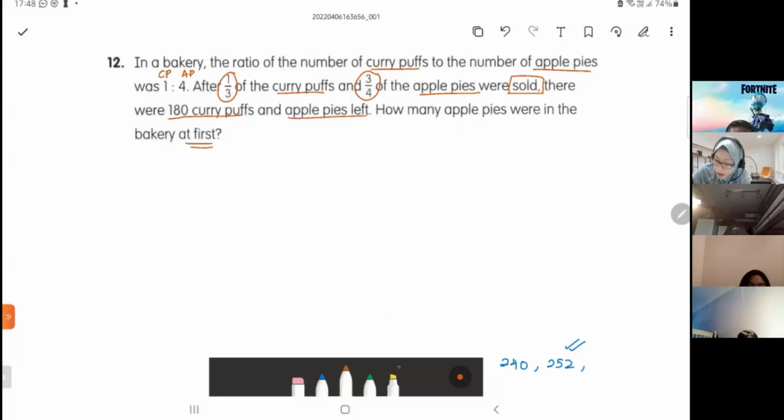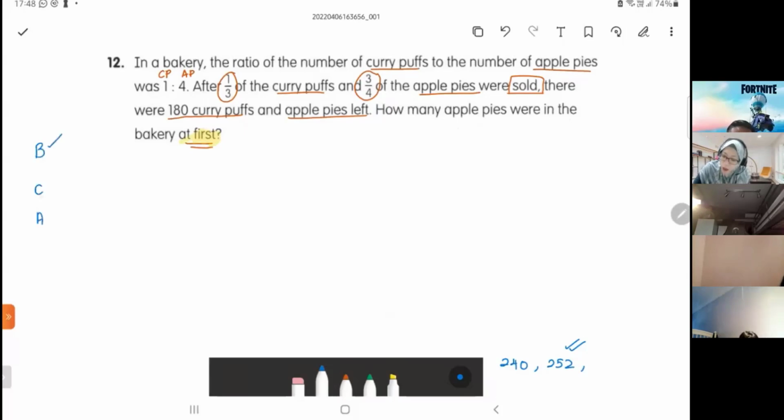The words "at first" tell me that I need to find out the before, change, and after, right? When I want to find "at first", it means there must be something happening before. Something happened to the quantity. That's why I have my after. That's why the question said what is at first. Understand? Okay, so I'm going to apply the B, the C, and the A.